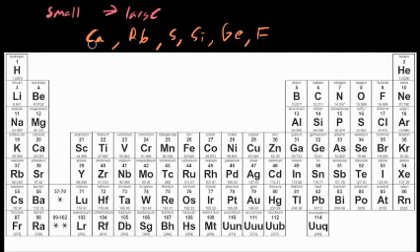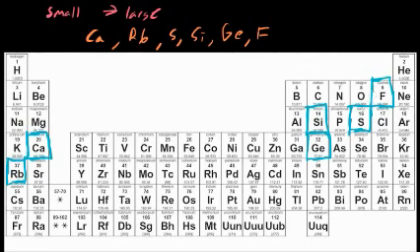Let's go through and highlight where all these elements are on the table. Calcium is going to be right here. Rubidium is right here. Then sulfur is over here. Silicon is over here. Germanium is right below silicon. And fluorine is up in this part of the table.